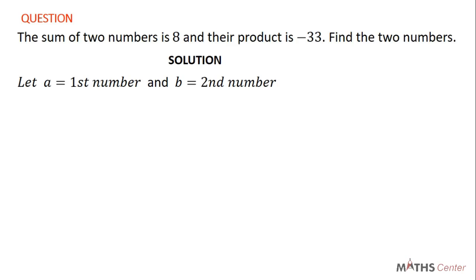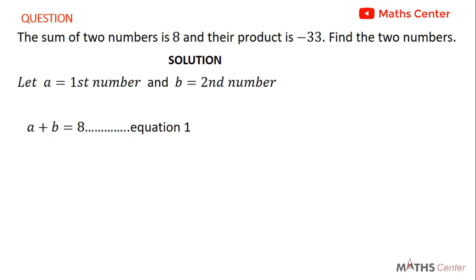Now, after you've used variables to represent the unknowns, you now use these variables to write the equations for the question. The first part of the question says that the sum of the two numbers is 8. What that means is that if you add those two numbers, you are going to get 8. So A plus B is equal to 8. That is the first part. So I'll call that equation 1.